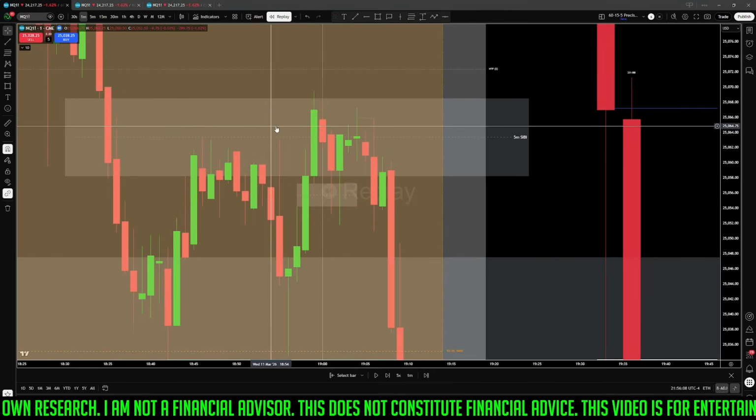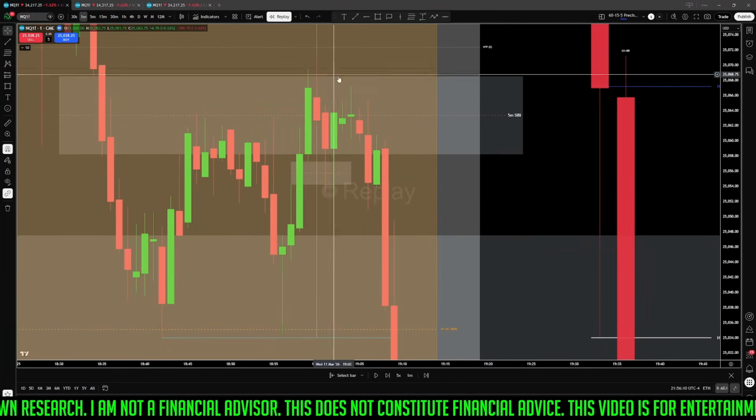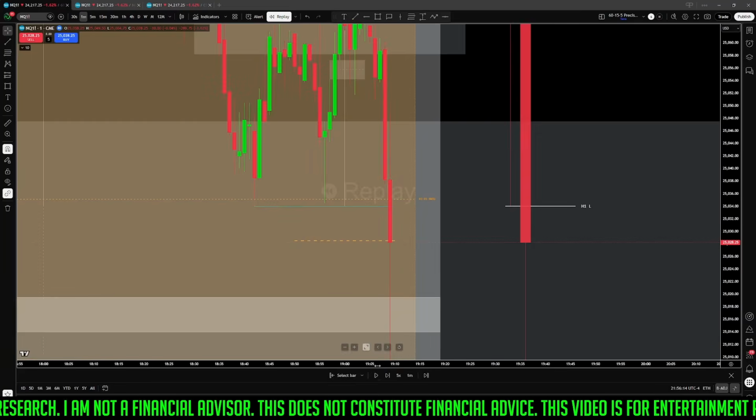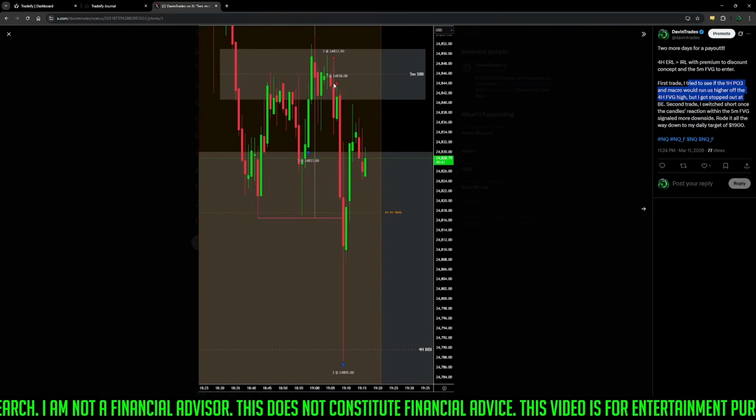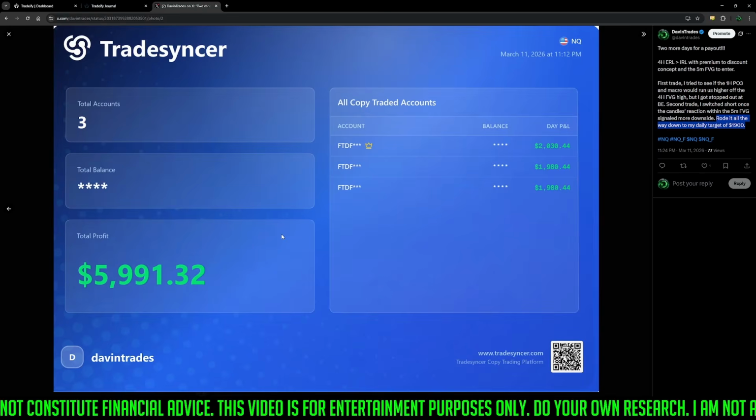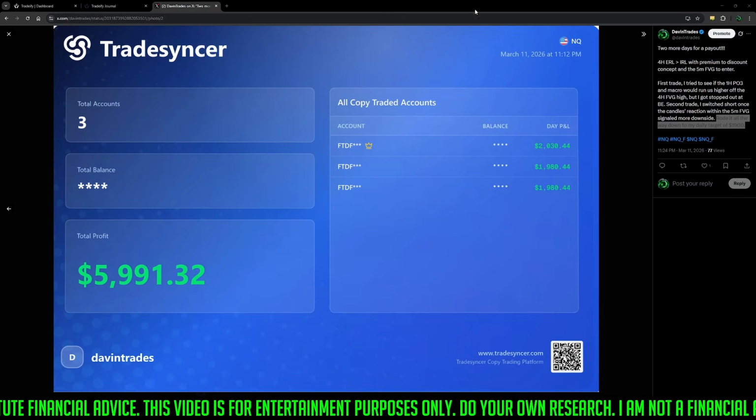Once I saw the candlesticks failing this 5-minute SIBI, that's when I swapped short, and then I basically rode it down into this candle here. And then you could see the numbers for the execution, and then this is the profit and how much each account got. But that is it for the second trade.